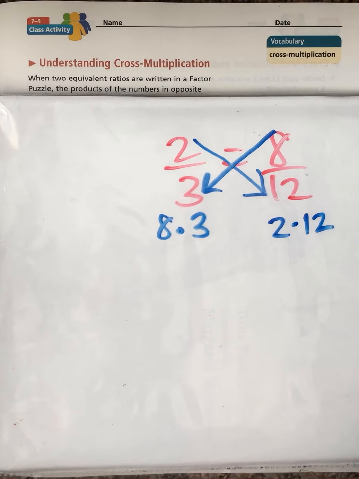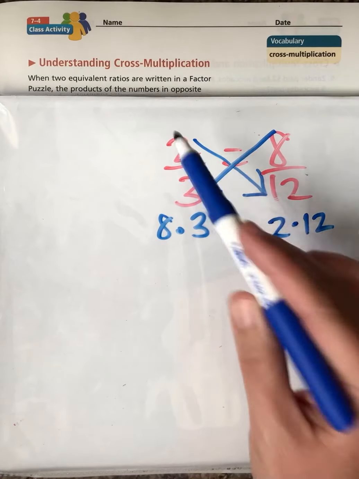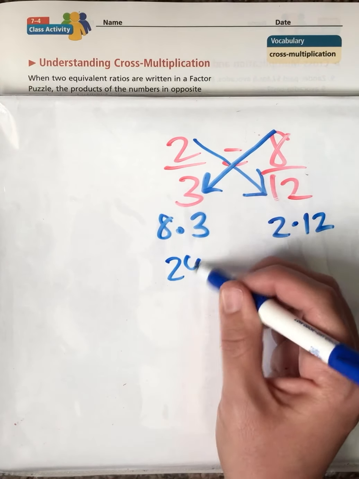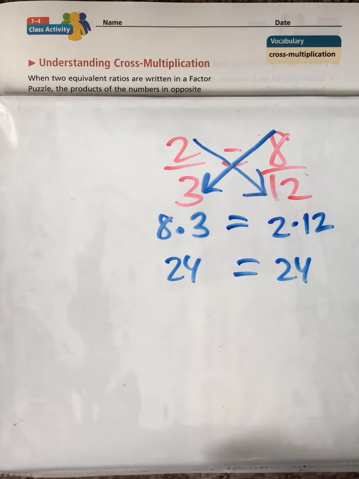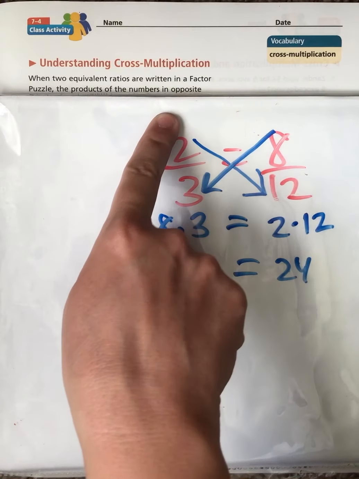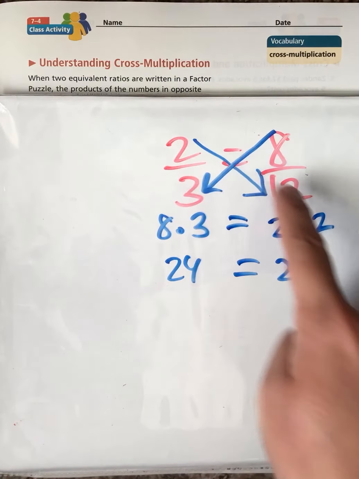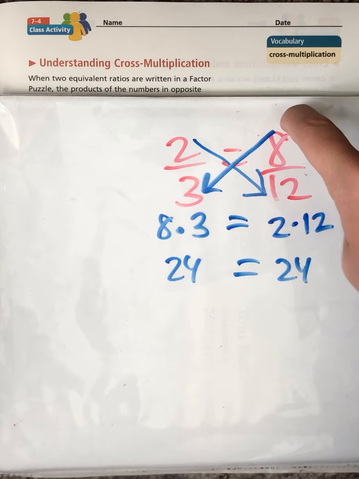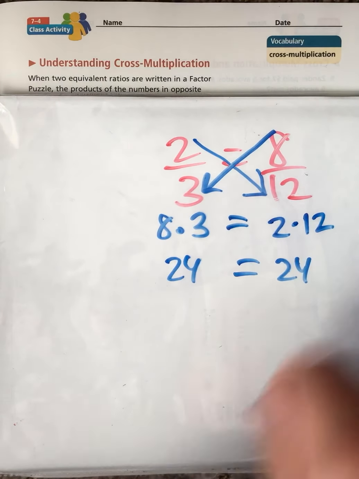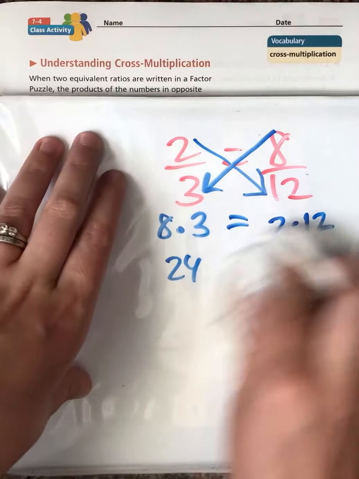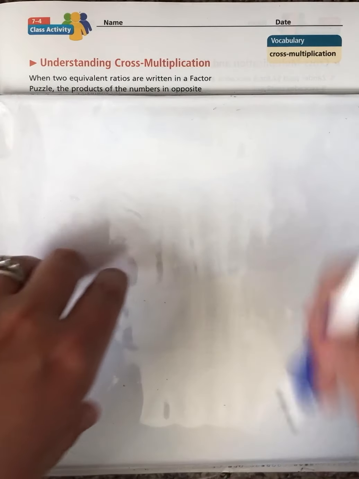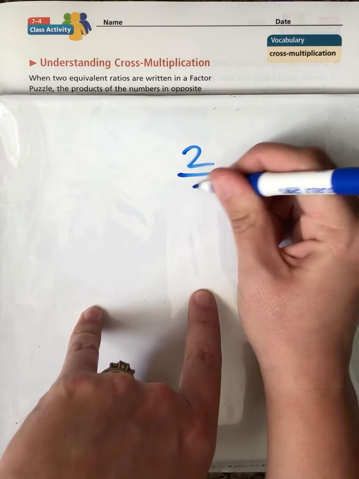This is a method of solving for an unknown variable in a proportion. But we're going to show why it works right now because we have all 4 of our numbers already filled in. So we can see that 8 times 3 is 24, 2 times 12 is 24, and they are equal. Now, this is always true. If you multiply from top left to bottom right, you get this cross, and top right to bottom left, you get the other side of your cross, you will always have equal products every single time if your fractions started out as equivalent.